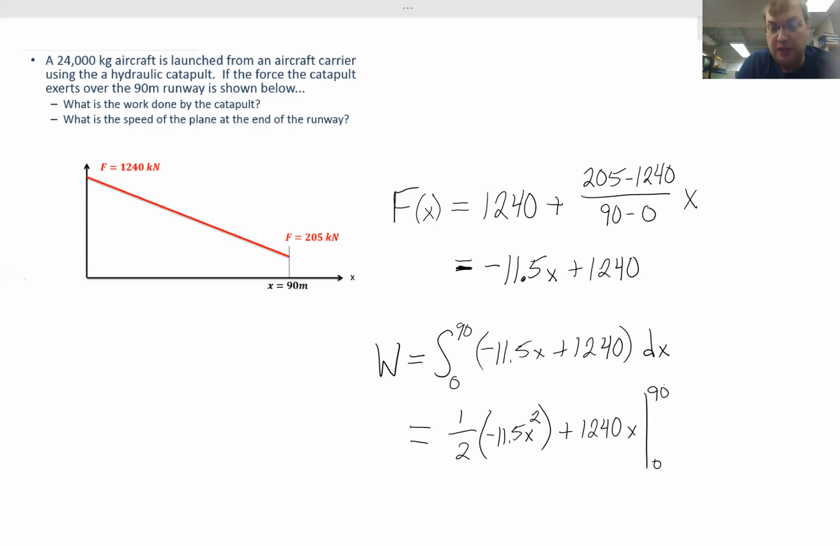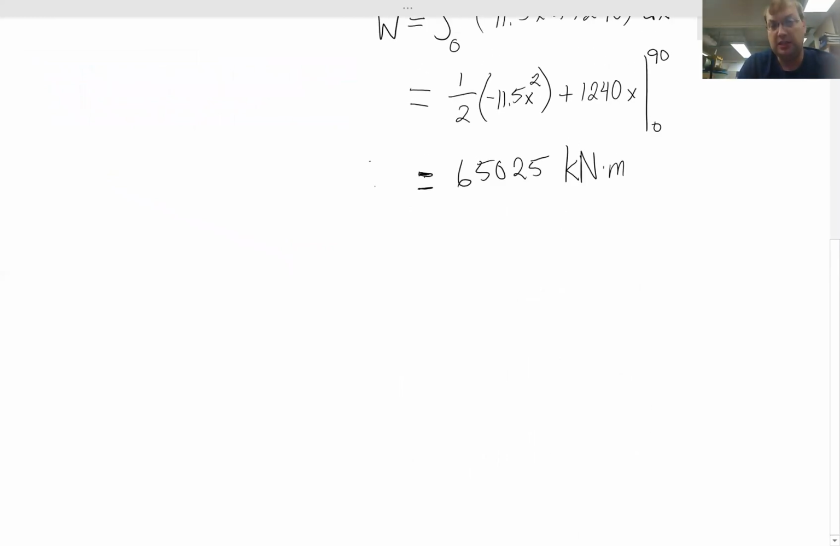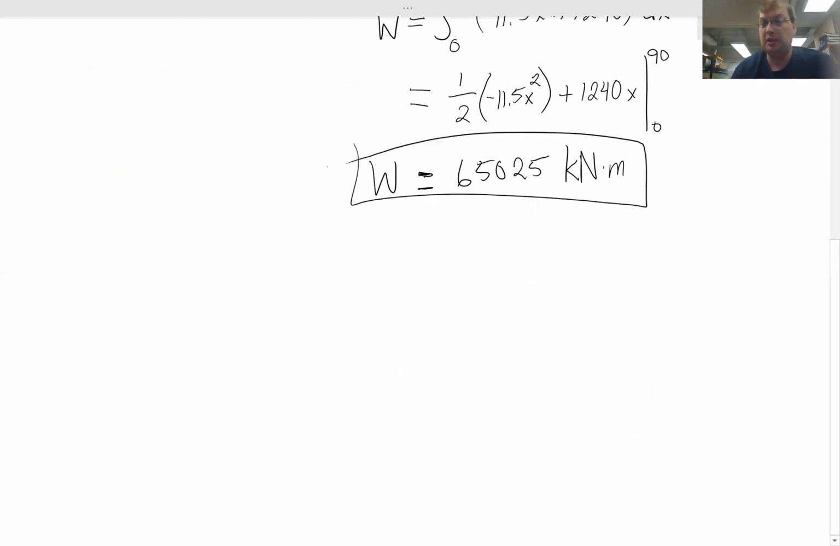This provides us, when we solve, with an overall work of 65,025 kilonewton meters. So this is the work that we have present. Now, this is the work that is completed, so that is the work done by the catapult. That completes our first question in the problem statement.